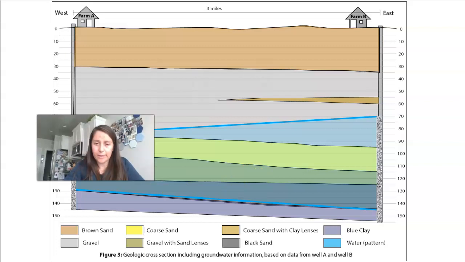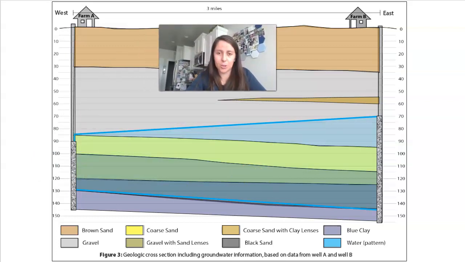Okay, so one thing to pay attention to is that these two farms are 3 miles apart. You'll use that for one of the questions. And again, if you need to refer back to this, make sure that you do.